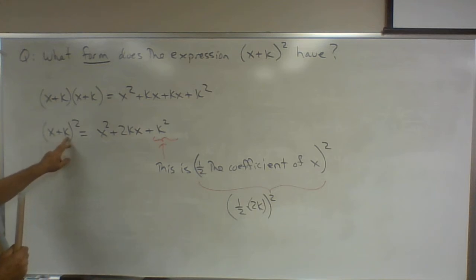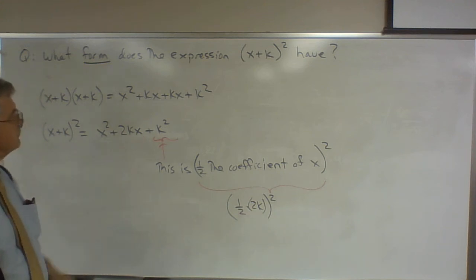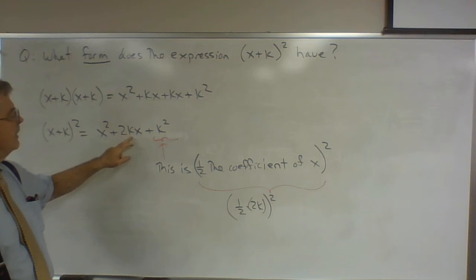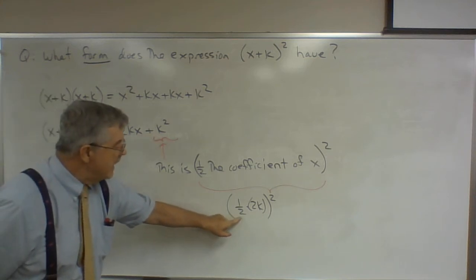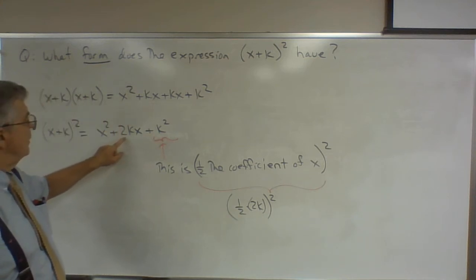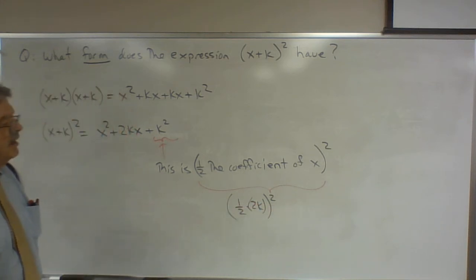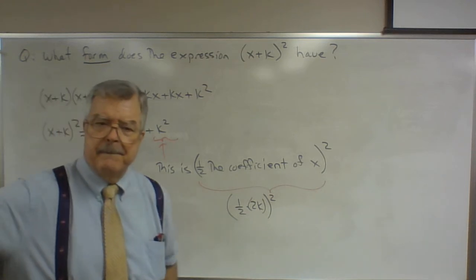So if we take x plus a number and square it, this is what we get. And the relationship between the constant term and the x term is that the constant term is 1/2 times the coefficient of x, squared. Let's see if that works with an example or two.